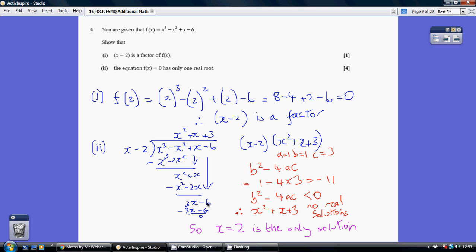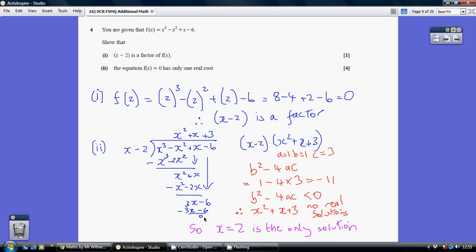We say to ourselves, x times what gives us 3x? Well, it's x times plus 3. So we put our plus 3 up here. Then it's 3 times x and 3 times minus 2, which gives us our 3x minus 6. And obviously 3x minus 6 minus 3x minus 6 equals 0.